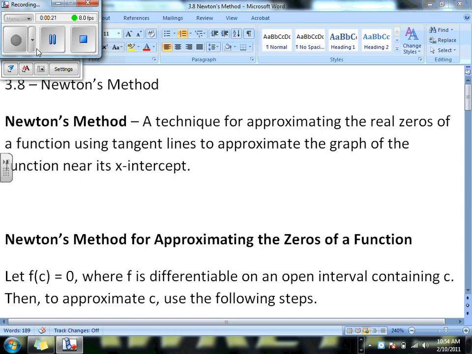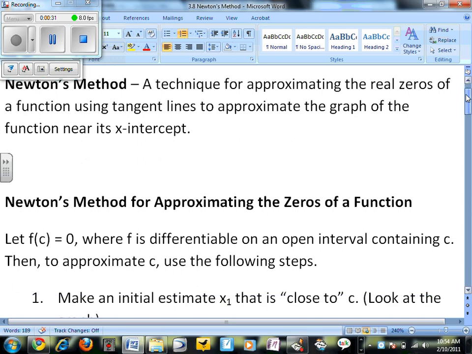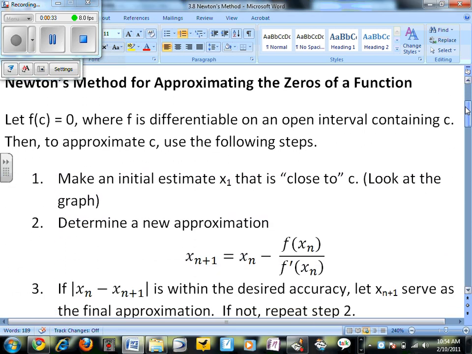Maybe it's not a really easy one. It's a bunch of decimals and it's not an exact number and all that, but we can use Newton's method and get really close to where that zero is going to be. So here are some steps to help you approximate with Newton's method.